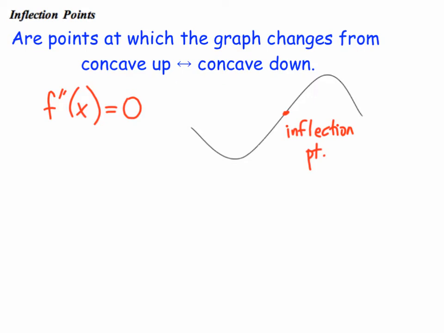Inflection points are points at which the graph changes from concave up to concave down. And this inflection point is determined by taking the second derivative and making that second derivative equal 0 and solving for x.